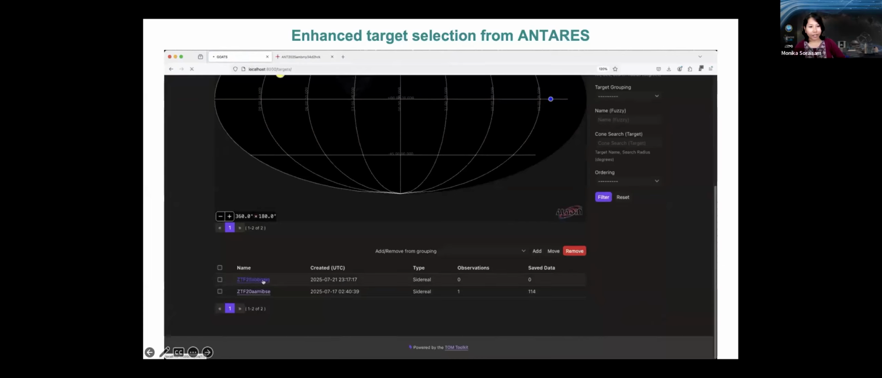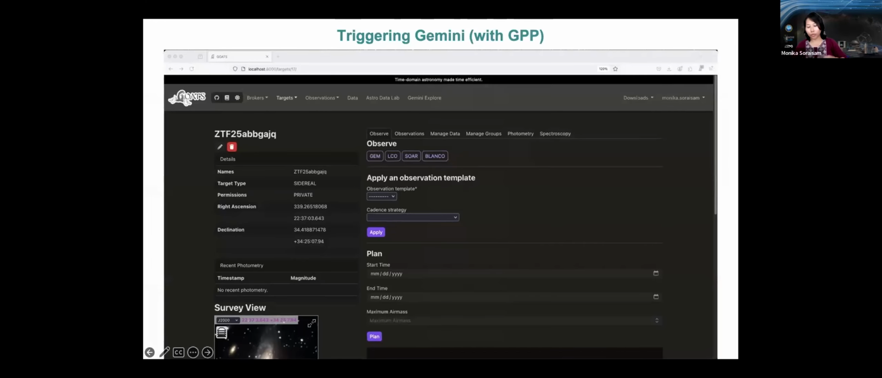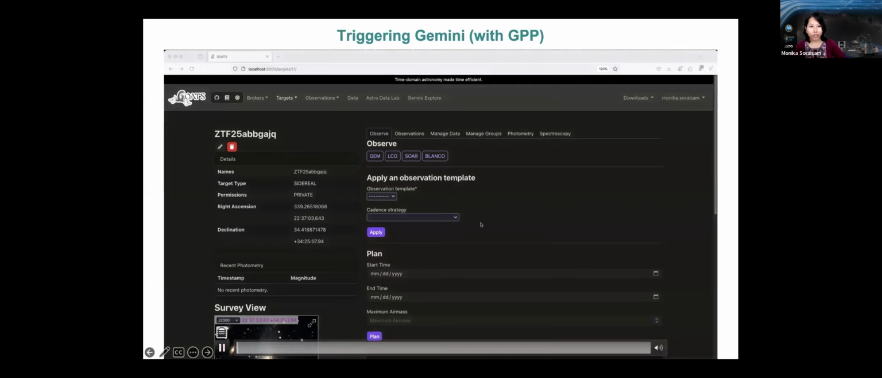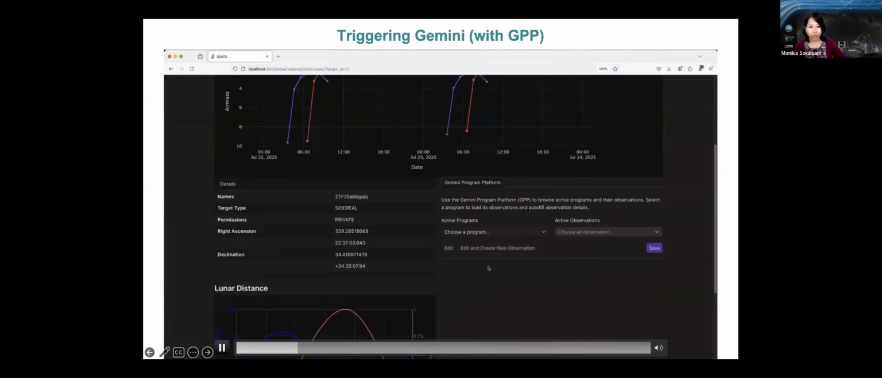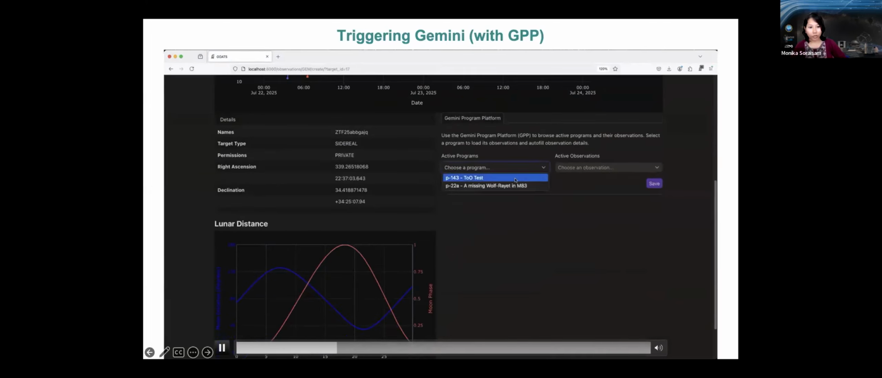Okay, and that's the target detail page. All right, Goats will of course also allow triggering Gemini, but this is going to be done with our new observatory control system, which we're calling the Gemini Program Platform, or GPP in short. So this is currently under development, but here in the movie, I'm pulling a test program that has been defined on the GPP Explore website, just to highlight how this interaction will appear on Goats.